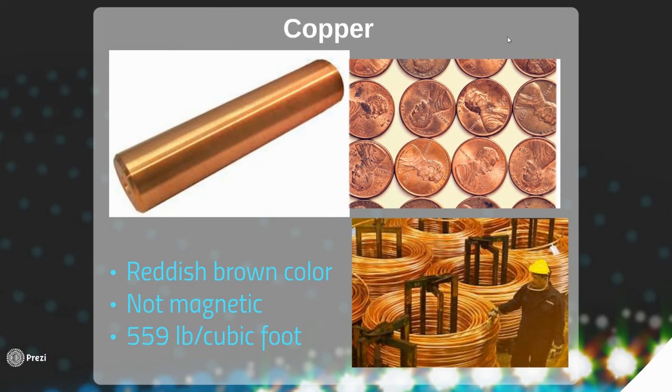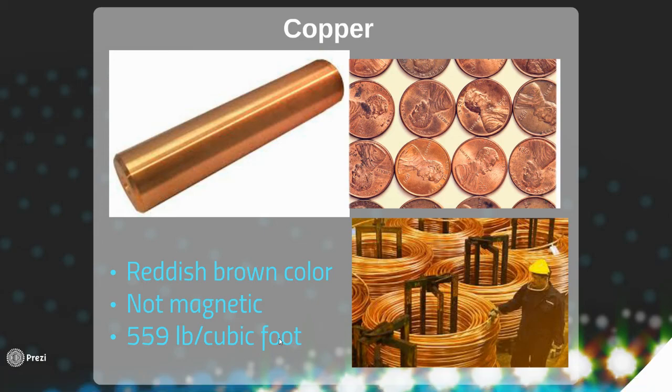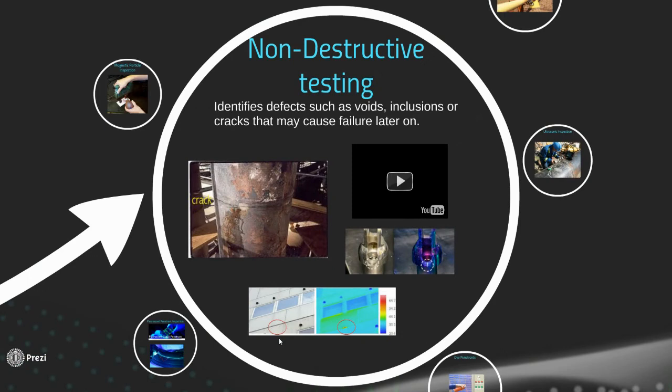And then, of course, copper is mainly different by its color, which is kind of a reddish brown type color. It is also not magnetic, okay? And the weight for copper is about the same as what we've been looking at for carbon steel and also for stainless steel, about 560 pounds per cubic foot. So those are some basic ways in which you can identify or tell the difference between some of the metals that are more popular in manufacturing and manufacturing processes.